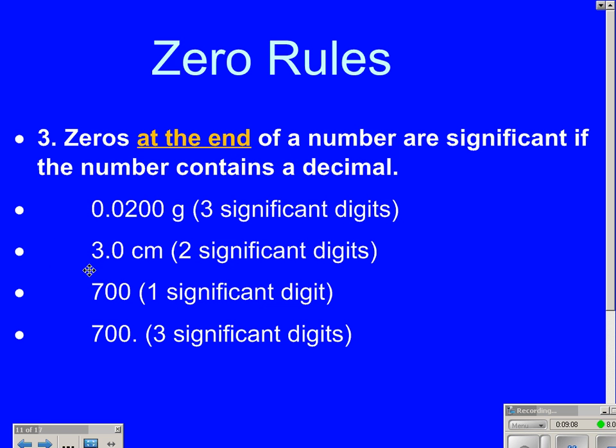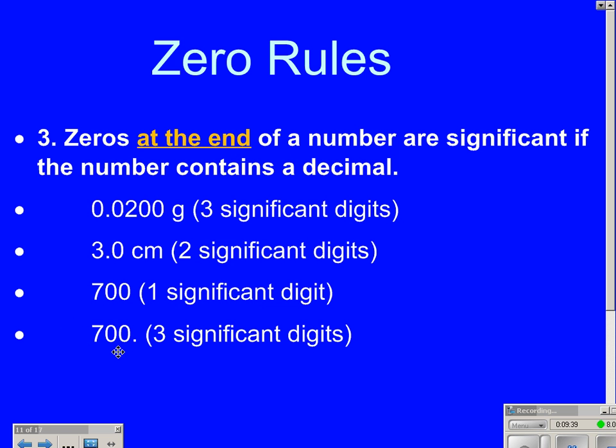Second example, here's a 3, which is significant. We've got a decimal, so this 0 also counts at the end, 2 significant digits. Here we have a 7, which is significant. We have 2 zeros but no decimal, so these zeros at the end do not count as significant. Whatever measured this is only accurate to the hundreds place. These zeros are just here as placeholders. So anyway, 1 significant digit.